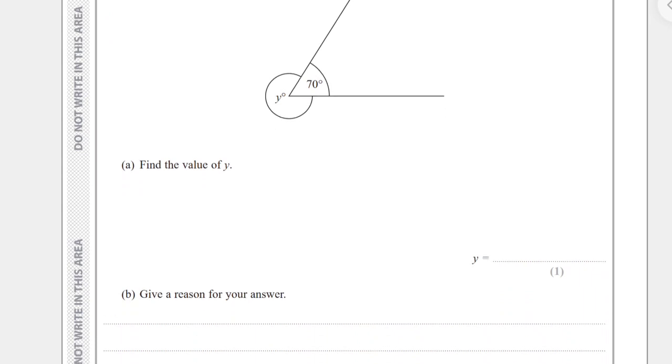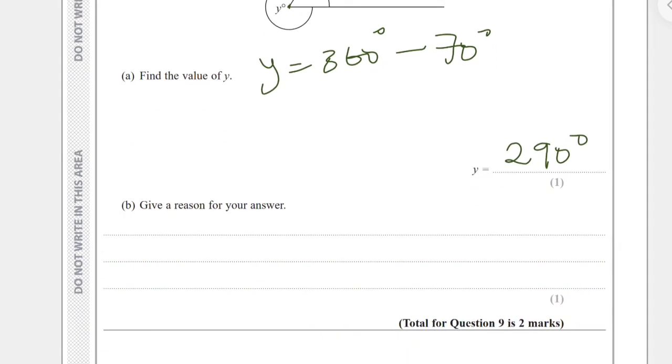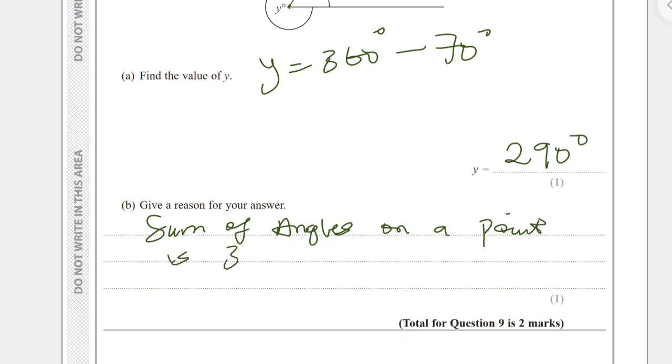Find the value of y. Since we know that the angles on a point sum to 360, y would be 360 degrees minus 70 degrees, which is 290 degrees. Give a reason for your answer. So the reason would be the sum of angles on a point is 360 degrees.